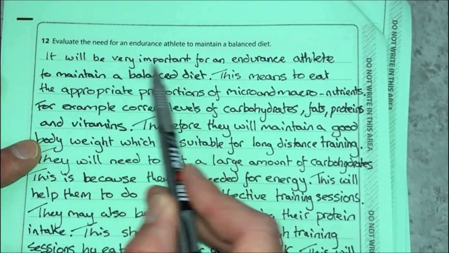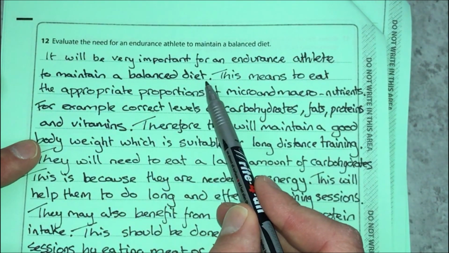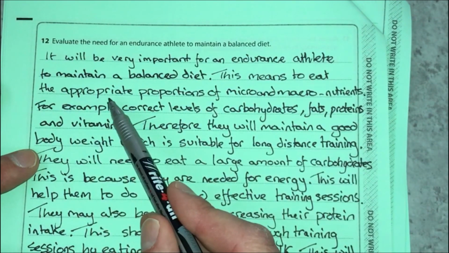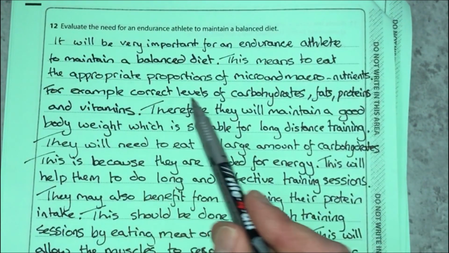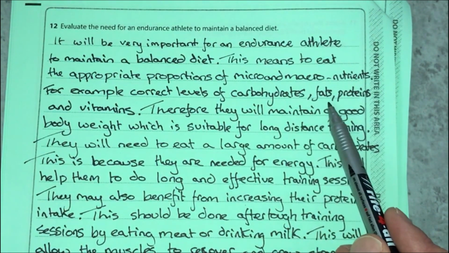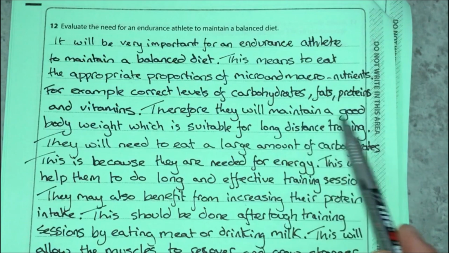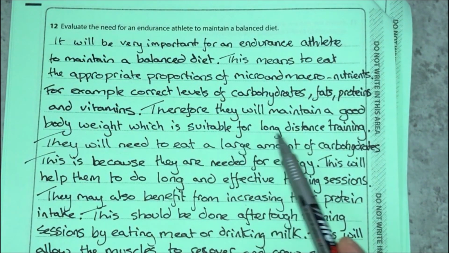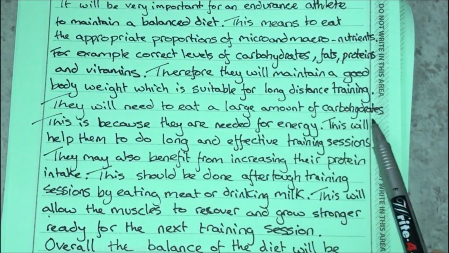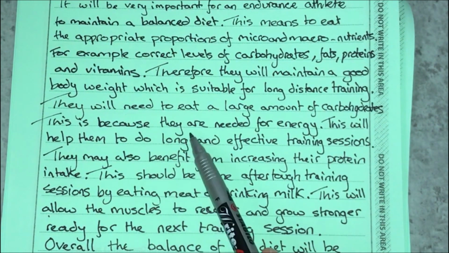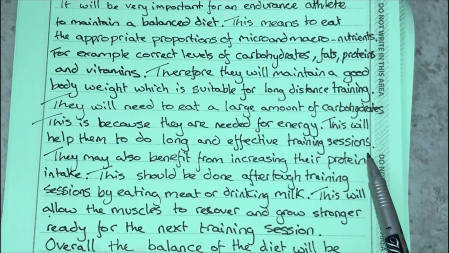It will be very important for an endurance athlete to maintain a balanced diet. This means to eat the appropriate proportions of macro and micronutrients, for example, the correct levels of carbohydrates, fats, proteins, and vitamins. Therefore, they will maintain a good body weight which is suitable for long distance training. They will need to eat a large amount of carbohydrates. This is because they are needed for energy. This will help them to do long and effective training sessions.